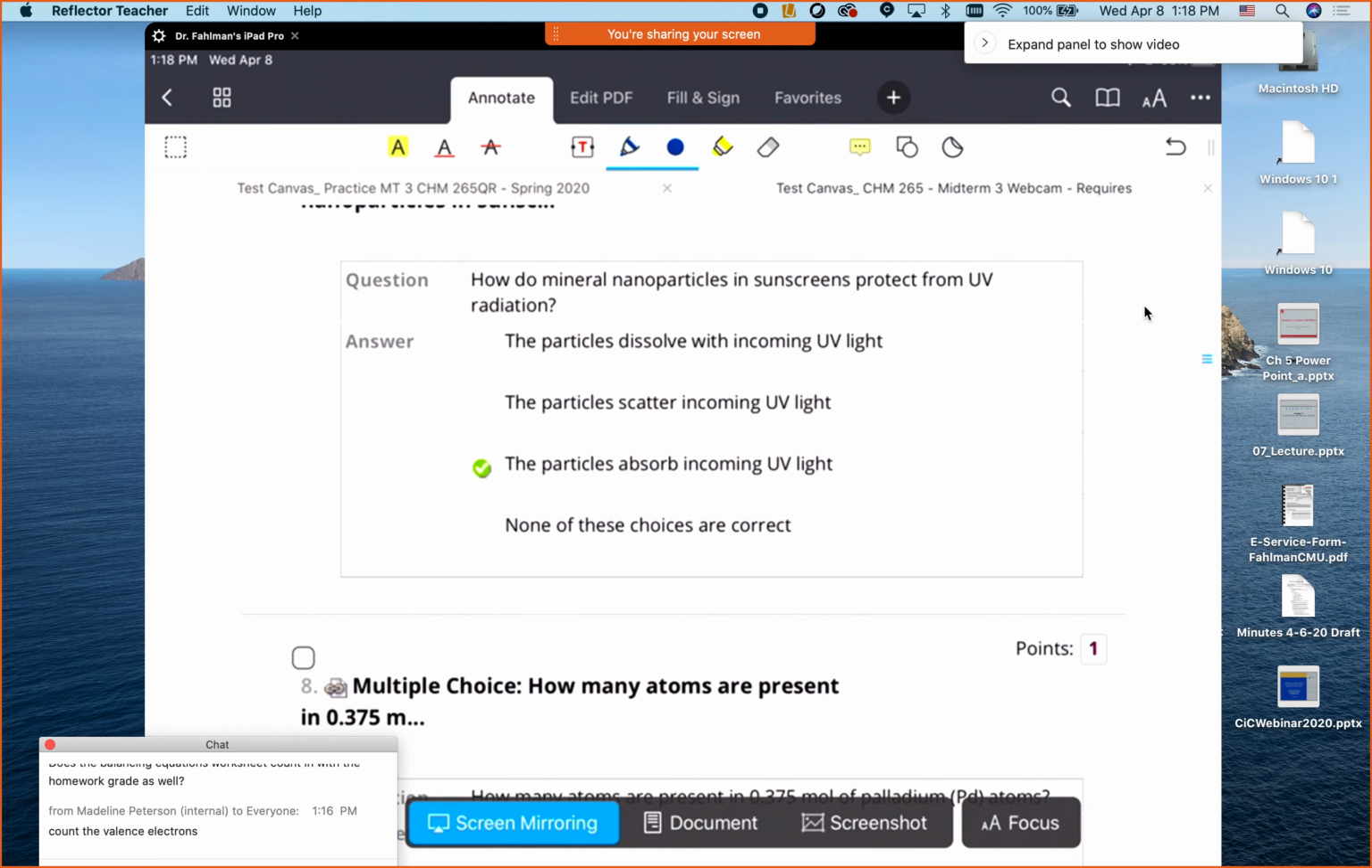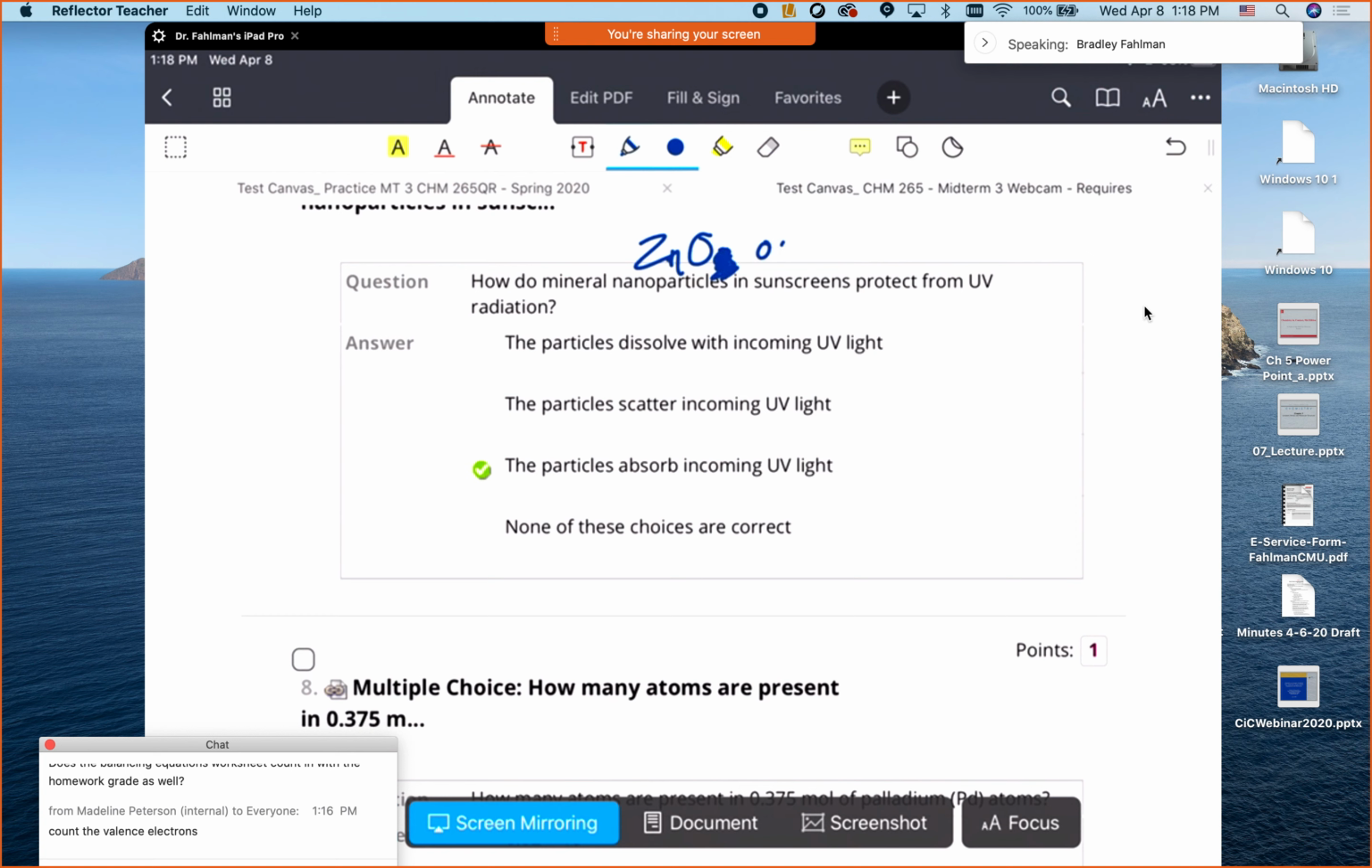How do mineral nanoparticles, like zinc oxide or titanium dioxide, for instance, how do they protect from UV radiation? So they just absorb infrared radiation.